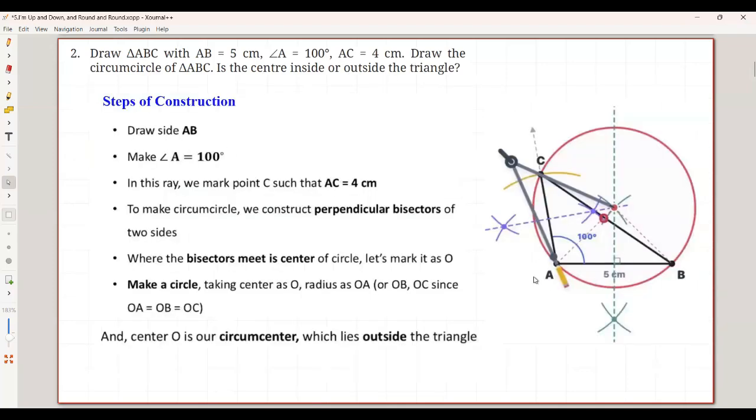First, you have to draw a side AB of 5 centimeter. Next, from A, you have to mark 100 degree. Next, take 4 centimeter in the compass and mark AC as 4 centimeter and draw the triangle. Next, we have to construct a perpendicular bisector of AB, BC and CA, where the perpendicular bisectors intersect. That point is called the center O. By using the center O, make OA the radius and draw the circle. Here, the center of the circle is lying outside the triangle.